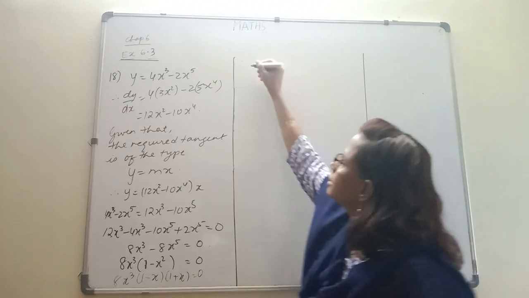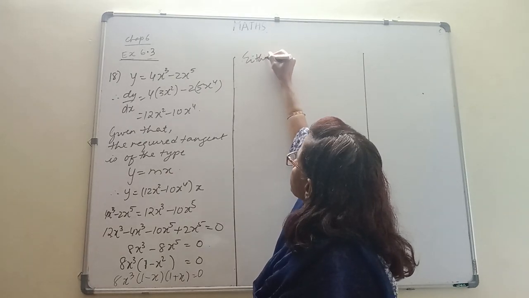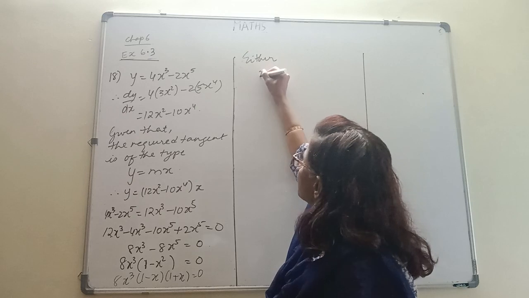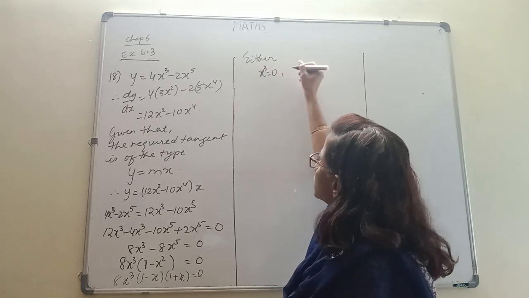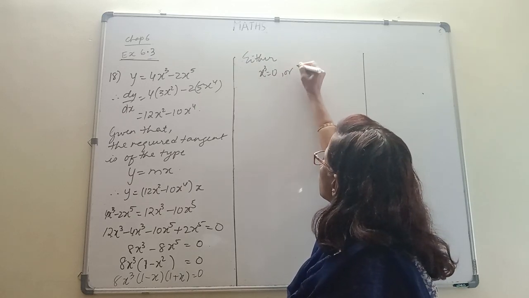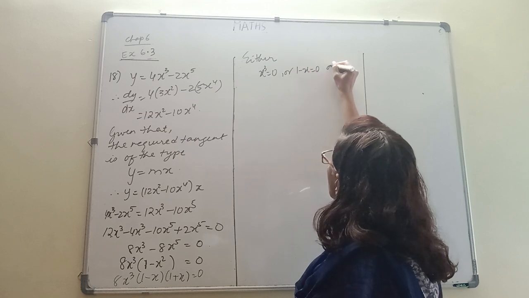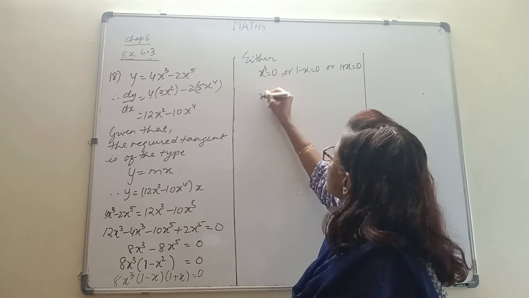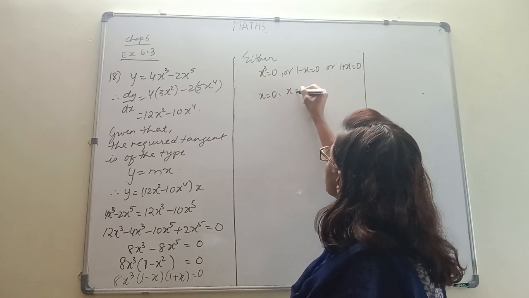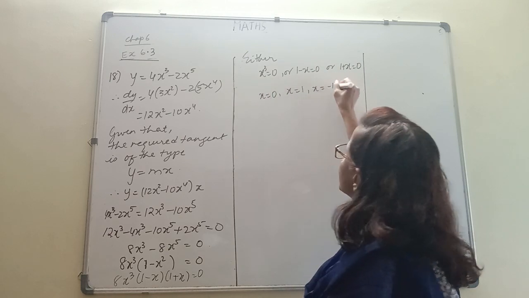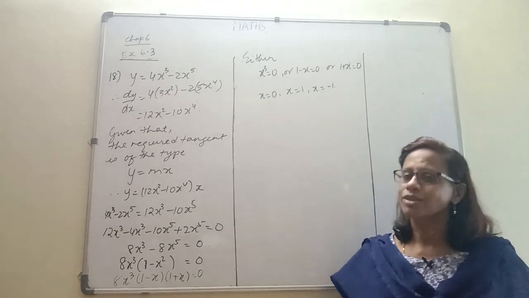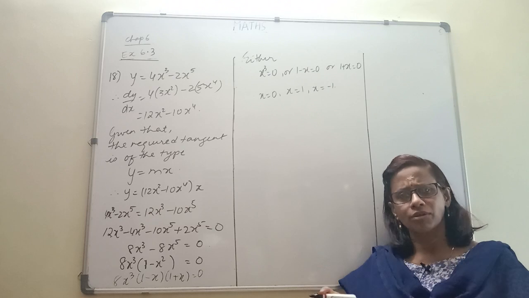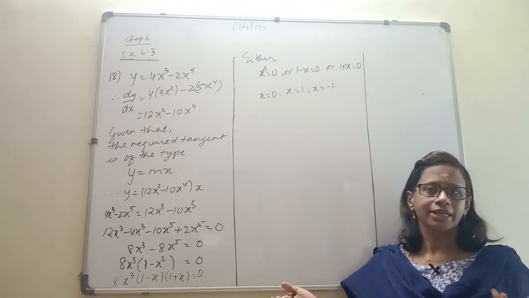So let's write either x cube is 0, which means x is 0. That hardly matters. If you want, you can write x cube is 0, or 1 minus x is 0, or 1 plus x is 0. That way we'll get x is 0 here, x as 1 here, and x as minus 1. That's it. That's all that the question is all about. Get the point. We have got the x coordinates. Getting the point is not a big issue. You can get it from there.